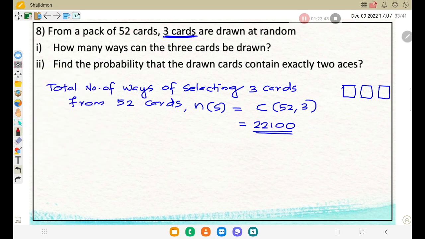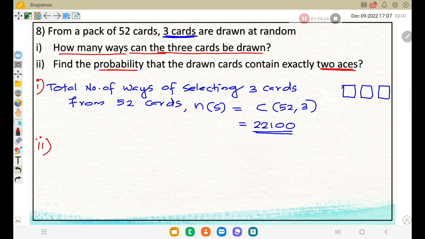Now we can read the question. This is the first part of the question: how many ways can 3 cards be drawn? 3 cards from 52, how many ways can we draw? That is the combination of 52, 3. That is the first part of the question, the number of elements of the sample space. Now the second part of the question: find the probability that the cards drawn contain exactly 2 aces.